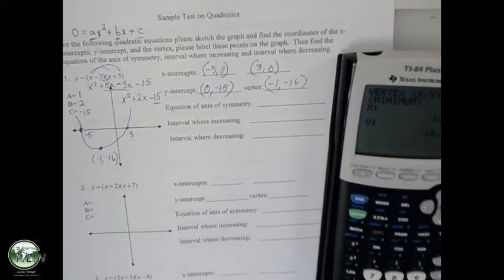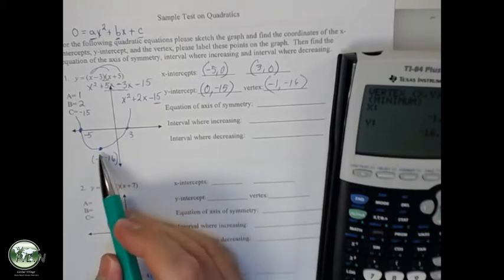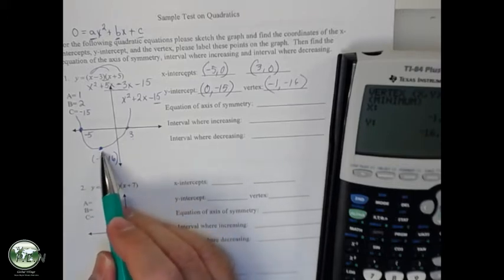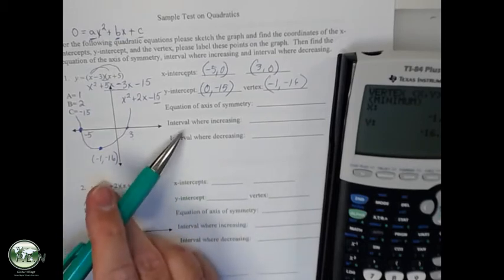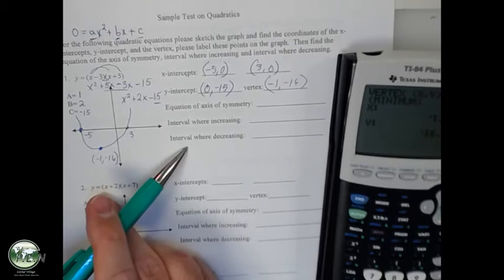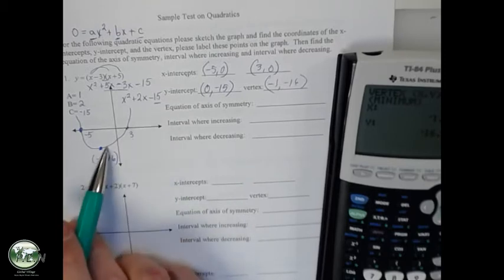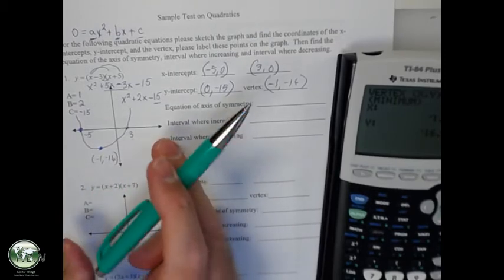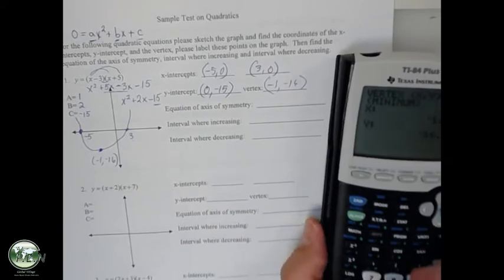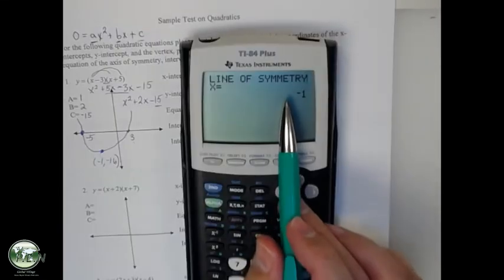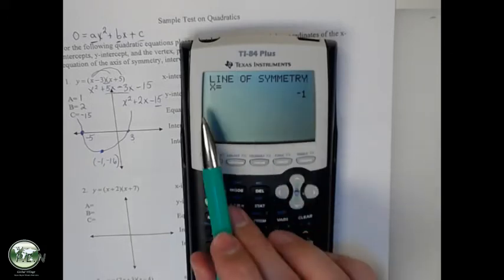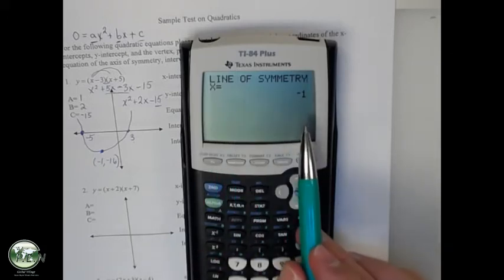So far so good. But this is going to be an important part of the picture, because this is going to help us also understand the interval where we're increasing and the interval where we're decreasing. So if we've got this part so far, we're good. Then it asks for the equation of the line of symmetry. I can hit enter for that, and it tells me the line of symmetry: x equals -1.